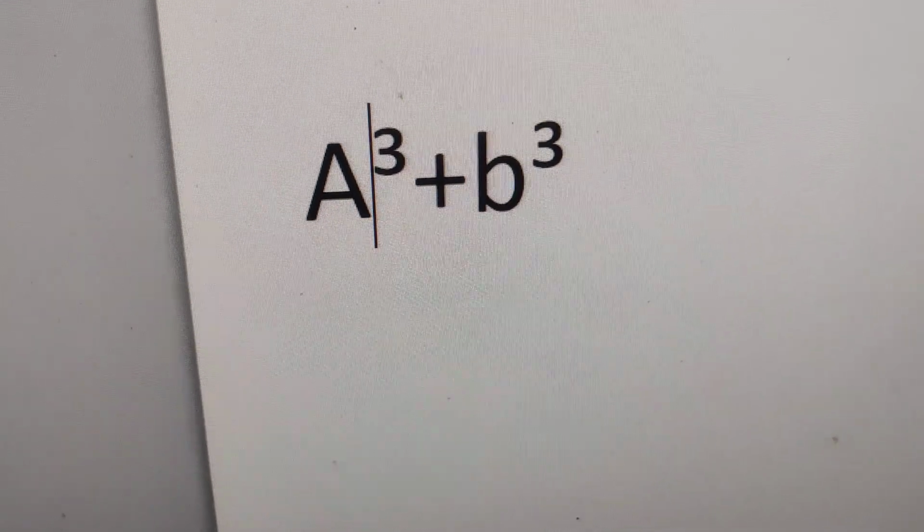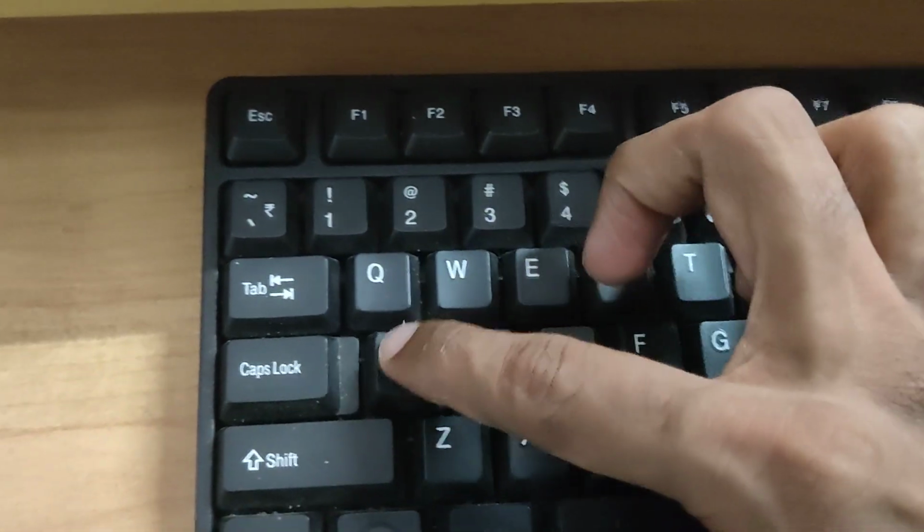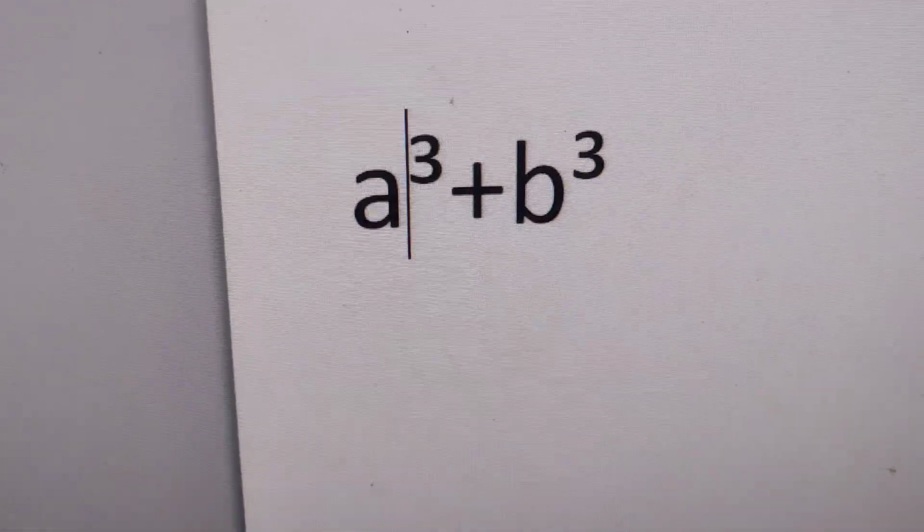So you can see that it appears like this, and suppose if you want to change the case, then you must simply select the small letter A. Just turn off the caps lock and select small letter A. You can see that it appears like this now.